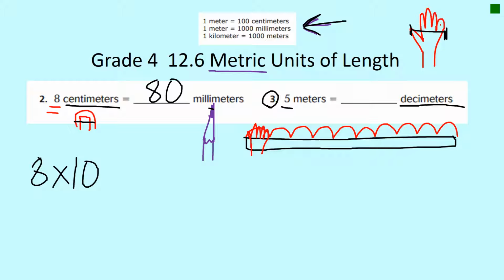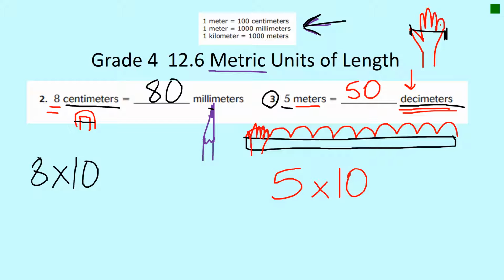Okay, so a meter has 10 decimeters in it. Now, that prefix deci, that means 10. Have you heard the word decade? A decade is 10 years. Okay, there are 10 decimeters in 1 meter. So if you have 5 meters, you have 5 sets of 10 decimeters. So that's 50 decimeters.